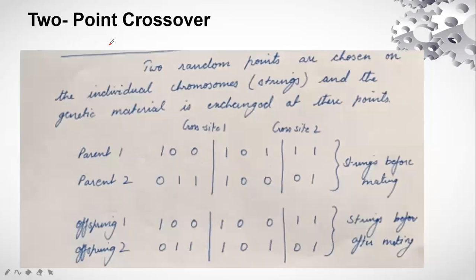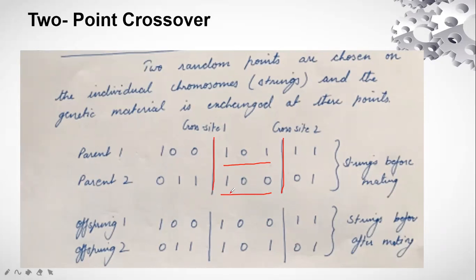Second is 2-point crossover. What we are doing here is completely the same. The only difference is that I am randomly selecting two cross sites. So this is cross site 1 and this is cross site 2. Whatever bits fall between these two cross sites are to be swapped. Others will remain the same. So parent 1 is this, and offspring 1 will be the same as parent 1, 100, 100 and 11.